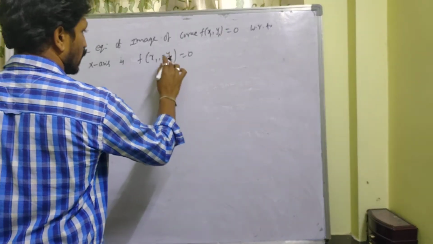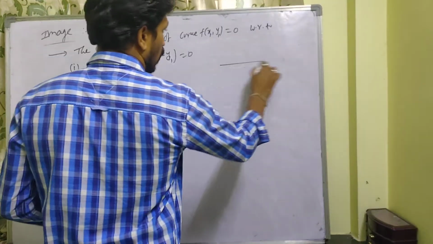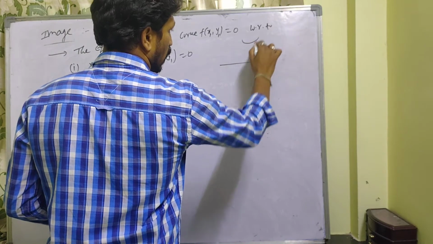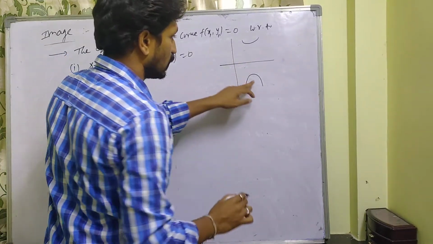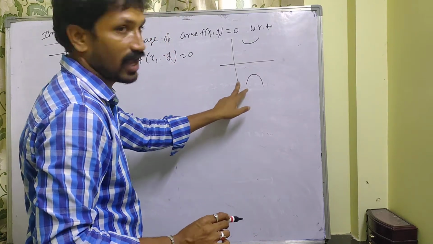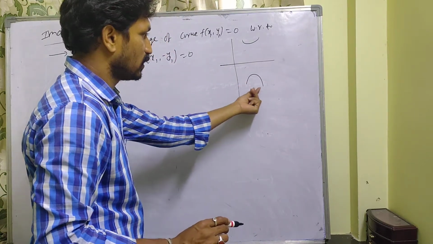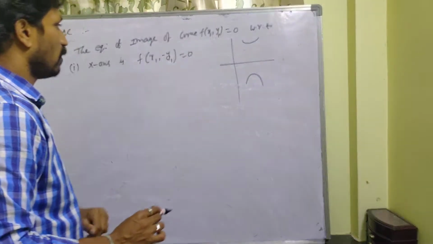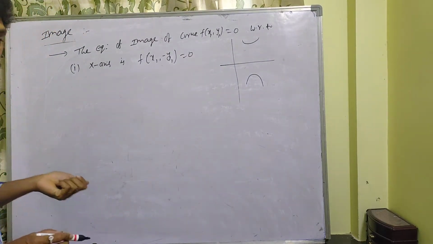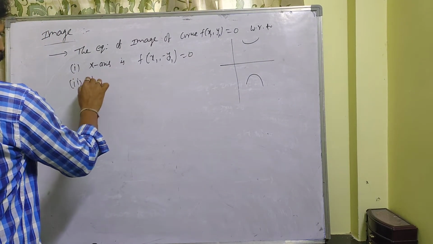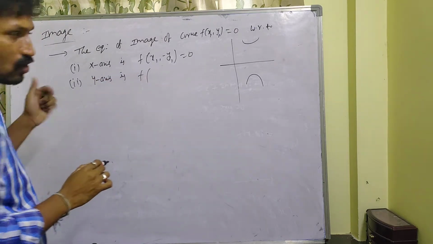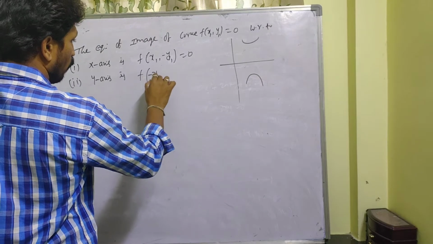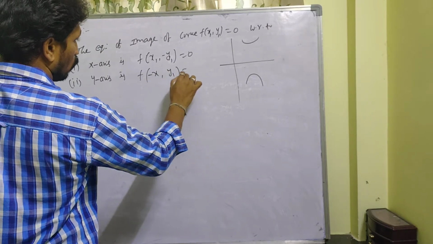The y coordinate sign will be changed because of this point. If the curve is like this, then with respect to the x-axis there is a negative quadrant of the y-axis. That means y is negative here. So that's why you should keep f of x1 comma minus y1 is equal to 0. Next, with respect to the y-axis, what do we have to write? F of minus x1 comma y1 is equal to 0.